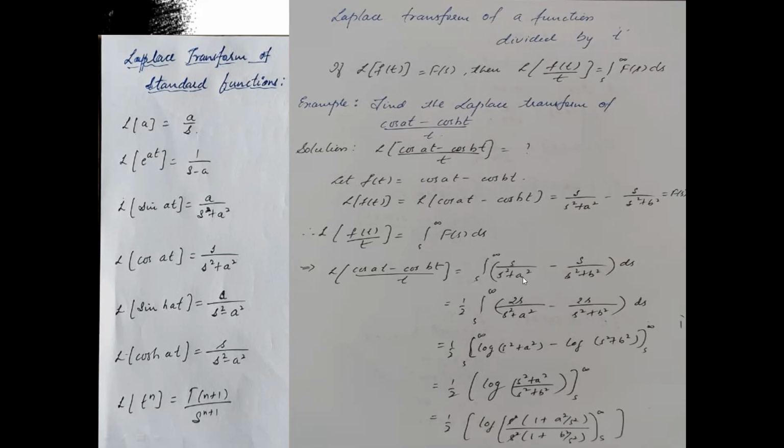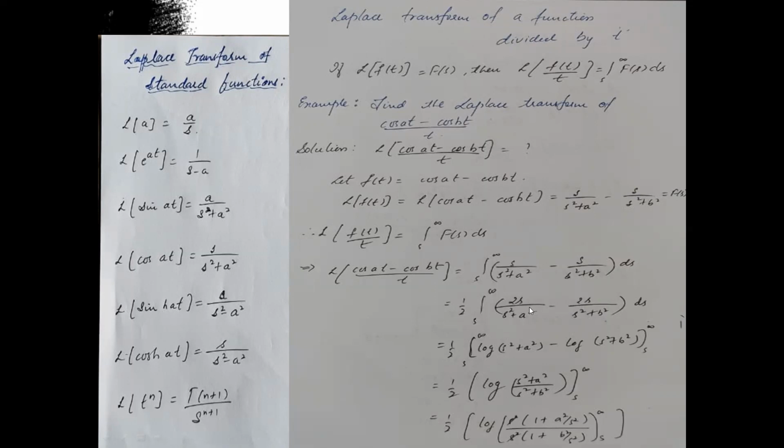Integration of s upon s square plus a square will be in the form of f dash s upon f of s if we multiply the numerator by 2. That is because derivative of s square is 2s here. To get it in that form, we'll multiply the numerator by 2 and hence divide by 2. In the second term also, derivative of s square is 2s. We don't have this 2. So wholly this is multiplied by 2 and divided by 2.